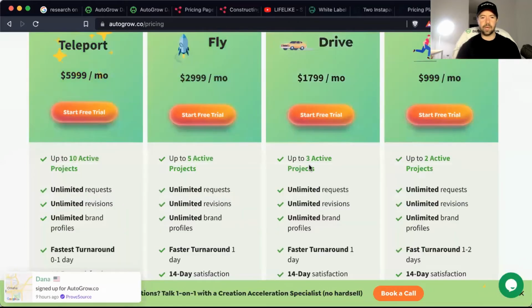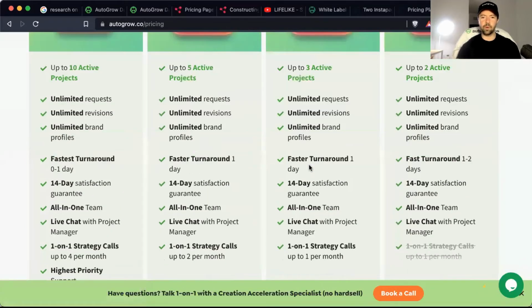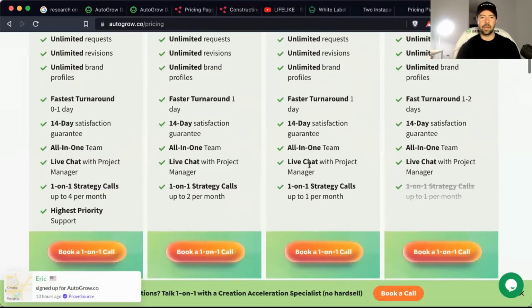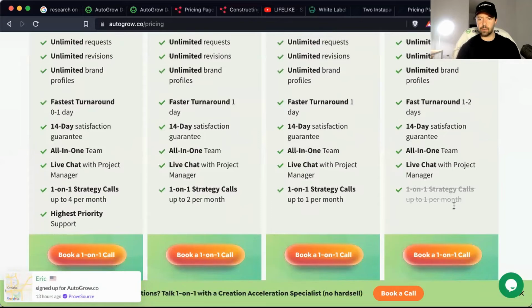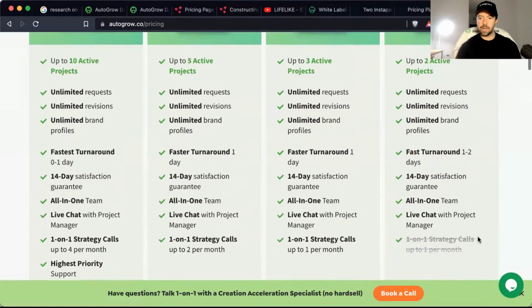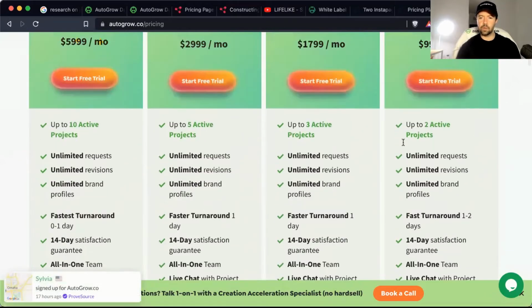So anyway, you can see how we have a similar format. It's not as long as Instapage, but it's definitely a little bit longer here. You can see how some features are crossed out, the only feature being strategy calls, and other features are just only on the highest package. You can see how number of projects, maybe we can make this more visual in some way.